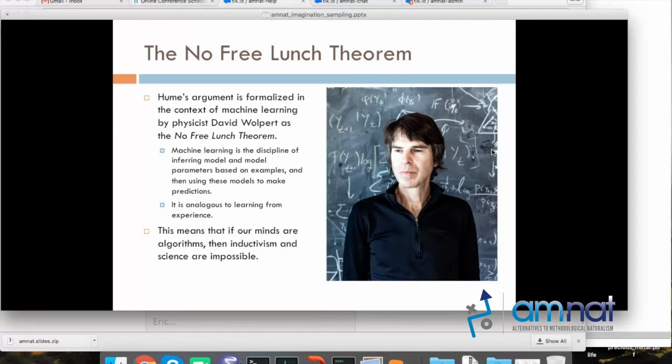In machine learning, it's been formalized by a physicist named David Wolpert as the no free lunch theorem. This theorem says, and it's called a theorem, but it's true, it's a mathematical proof, that no machine learning algorithm is actually any better than any other algorithm. They're all equivalent to random sampling when you average them across all possible problem domains. So this means that if our minds are algorithms, if we are essentially just doing machine learning in our heads, then inductivism is impossible. And if inductivism is impossible, science is impossible too. We can't actually generalize off of any observations. All we have when we have an observation is just the observation. There's nothing more and nothing less.